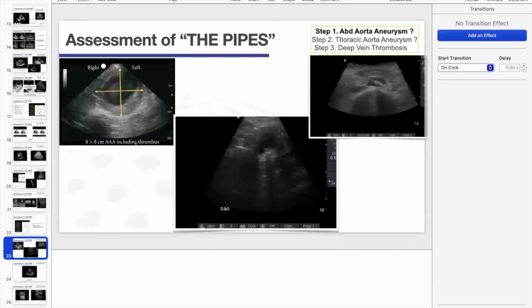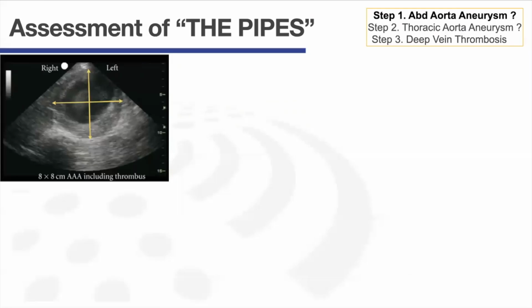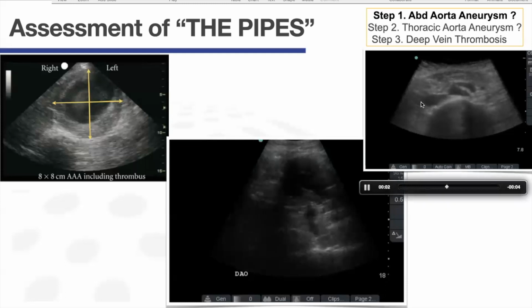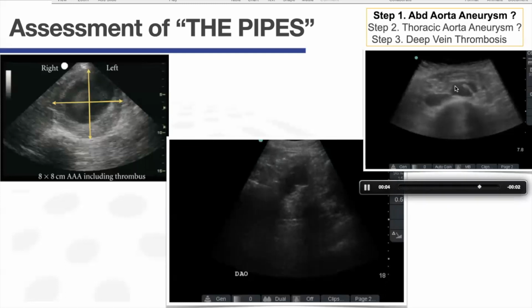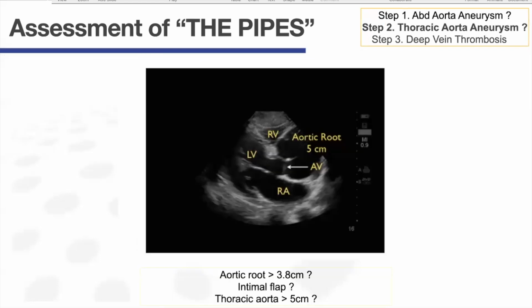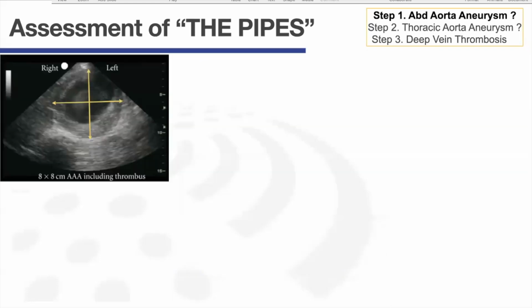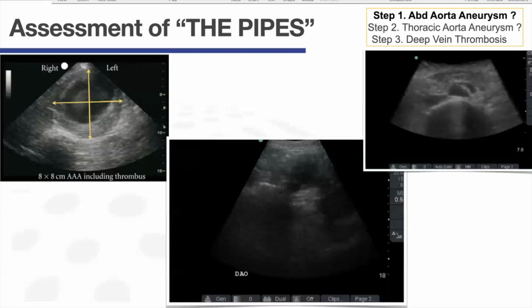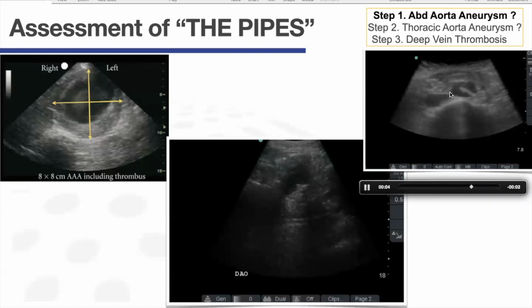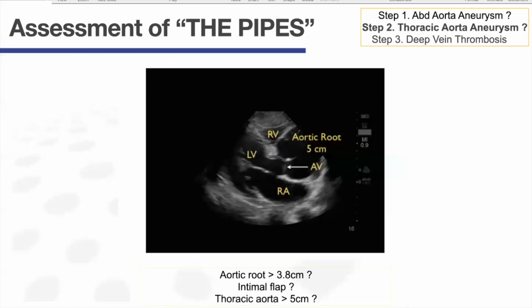Again, in these videos, you can see there's a dissecting aortic aneurysm, as there is a flap. You can see the presence of a flap in the abdominal aorta. That is your descending or abdominal aorta.